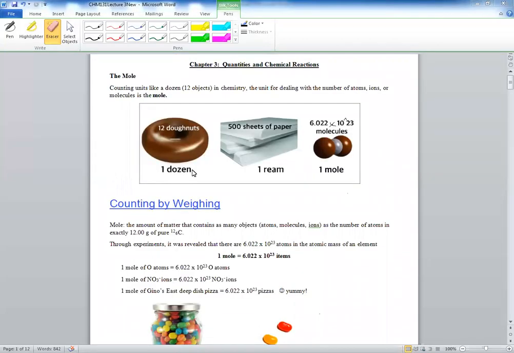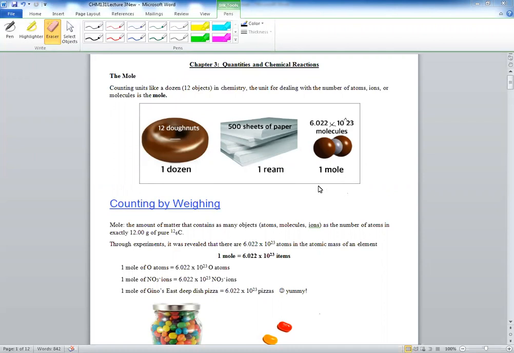So a dozen works very well on our scale. No one wants to say, give me 48 donuts. You'll say, give me 4 dozens of donuts. Or give me 3,000 sheets of paper. No, you'll say, give me 6 reams of paper. But on the atomic scale, these numbers are too small.